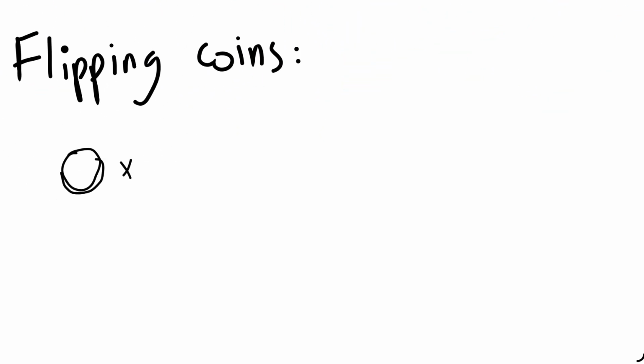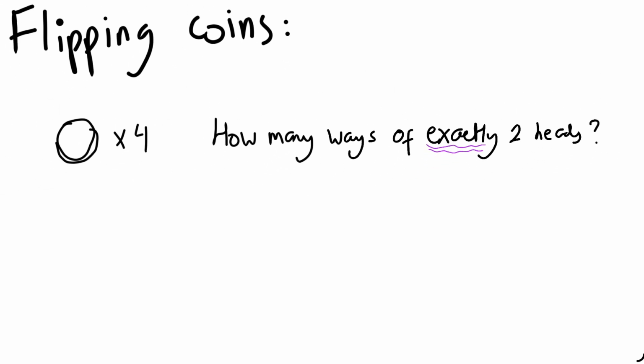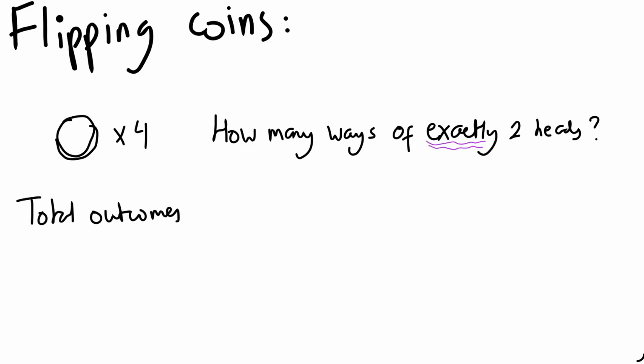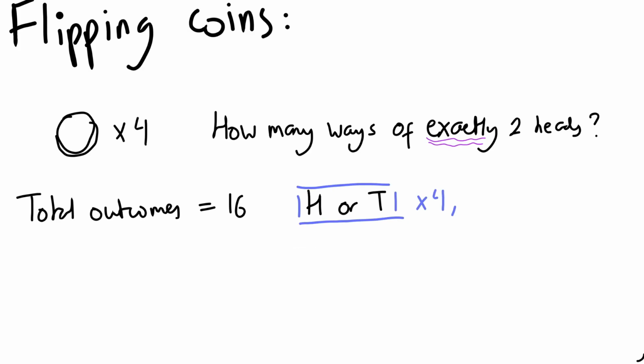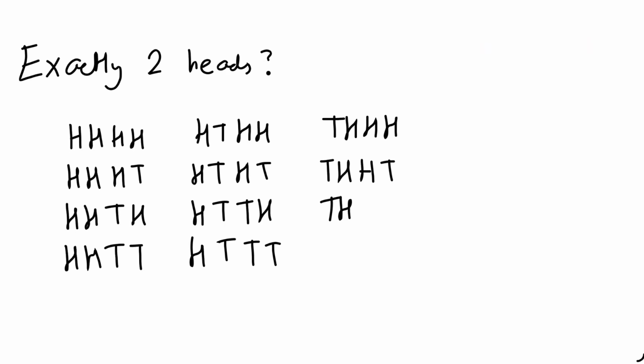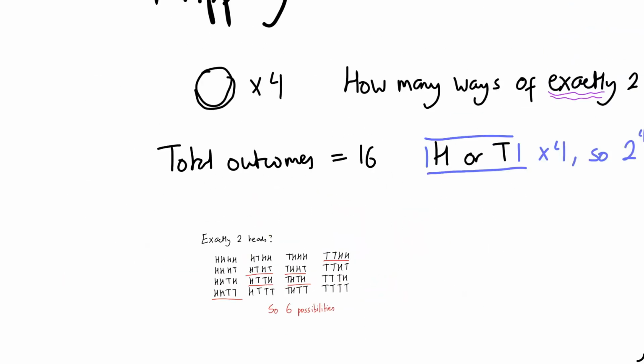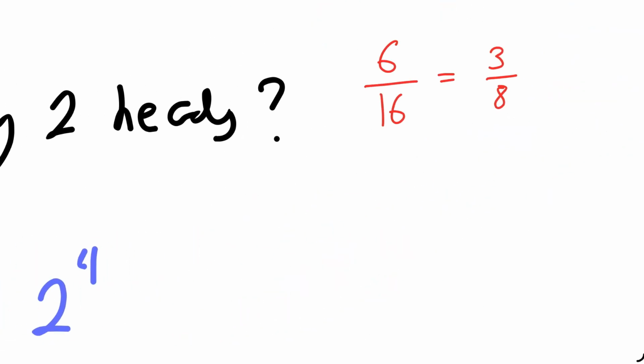Let's say you flip an unbiased coin 4 times. What's the probability of getting exactly 2 heads? Well, there are 16 different possibilities, since each coin flip will either result in heads or tails, and we do that 4 times. But how many of those have 2 heads? Well, this case is small enough that we can literally just count and get 6. So our probability will be 6 out of 16, or 3 out of 8.